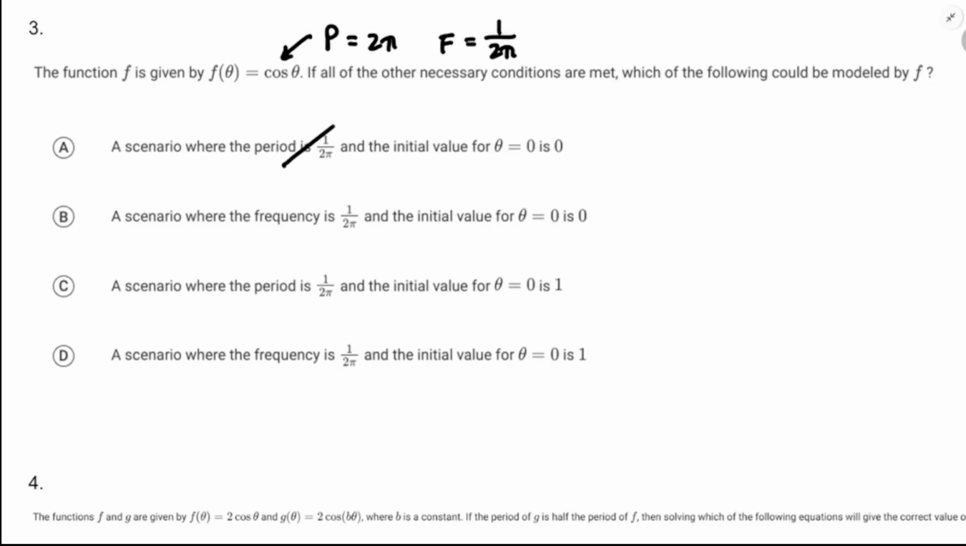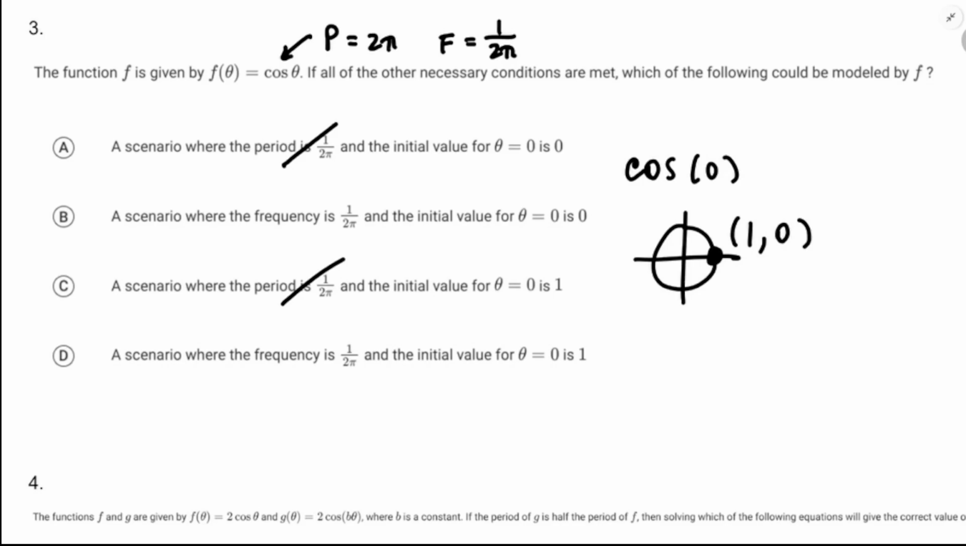And so I'm going to get rid of this one and that one. Initial value for theta equals 0, well that's cosine of 0. And we haven't done any unit circle practice in this video, so over here, that's where theta equals 0. The coordinates are 1 and 0.